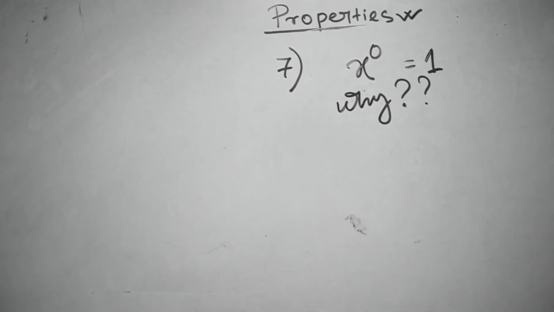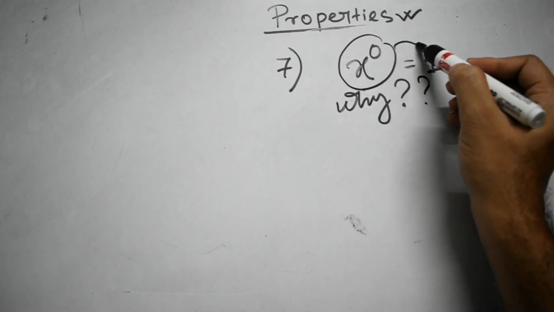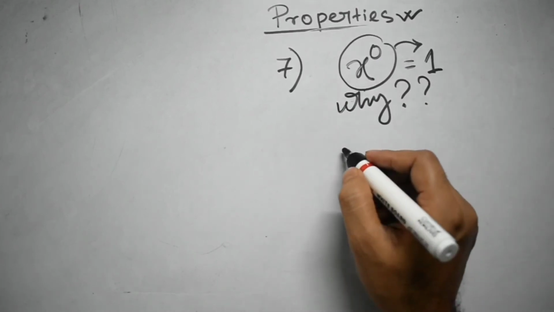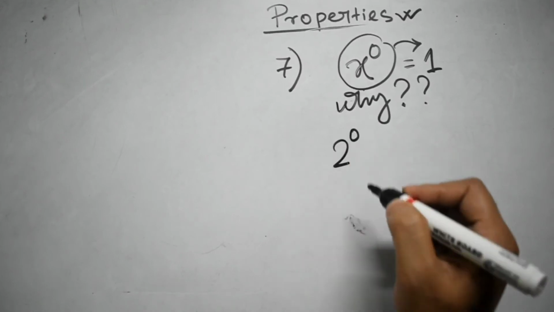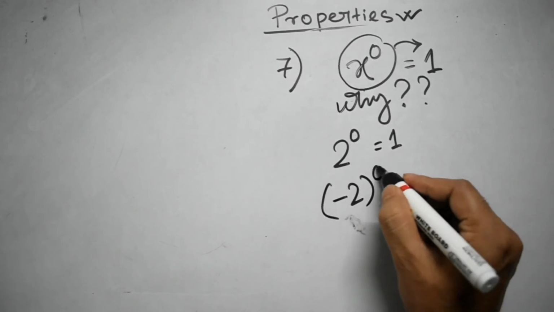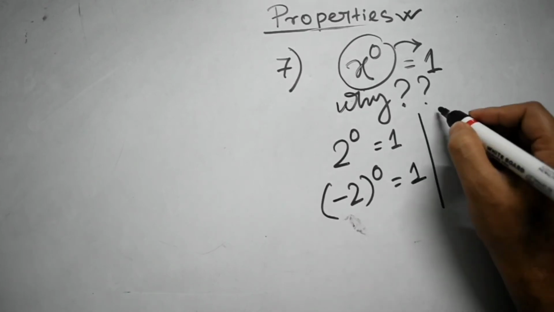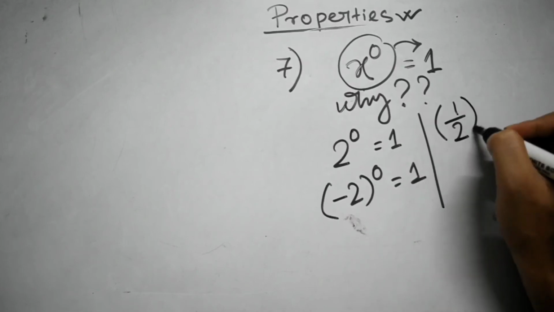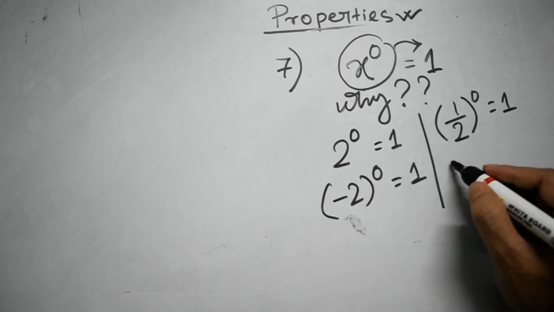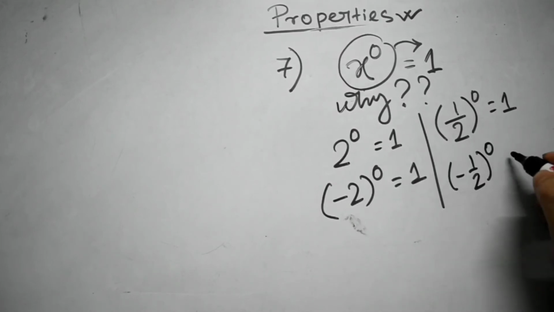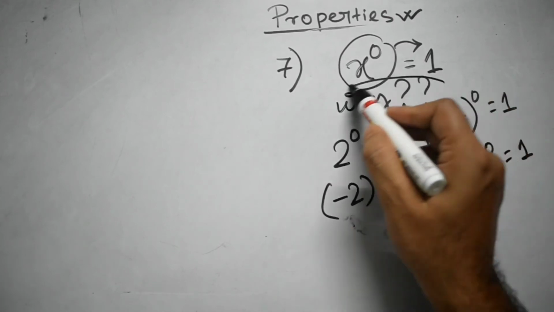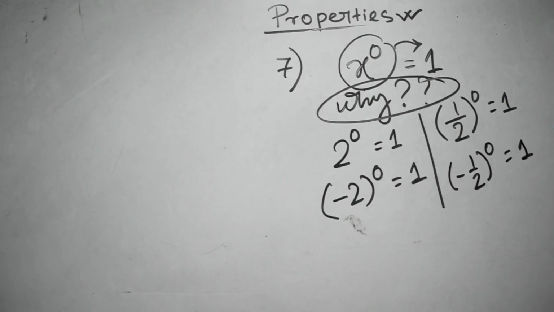Before we start explaining why x to the power 0 is 1, let's take an example first. If we have 2 to the power 0, it becomes 1. If we have minus 2 to the power 0, it becomes 1. If we have any fraction like this to the power 0, it becomes 1. And if we have a negative fraction like minus half to the power 0, it becomes 1. Now the question arises, why? Let me explain this for you.